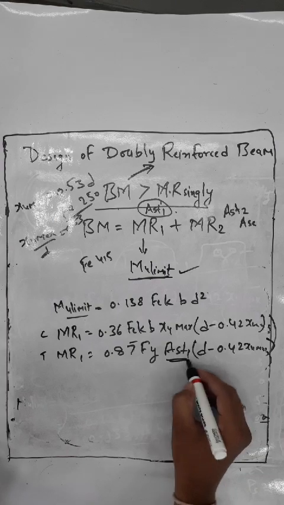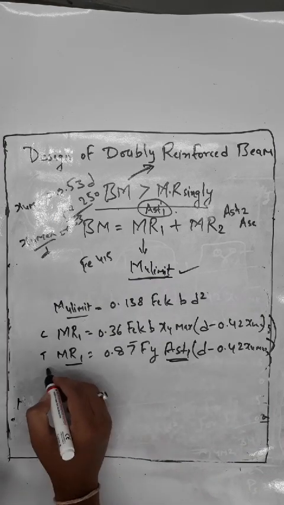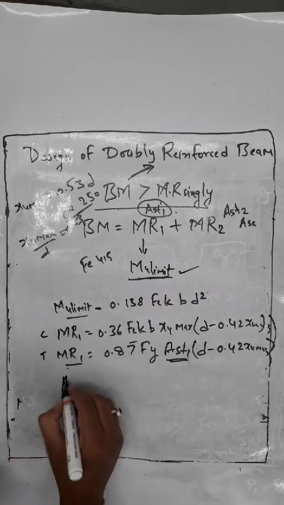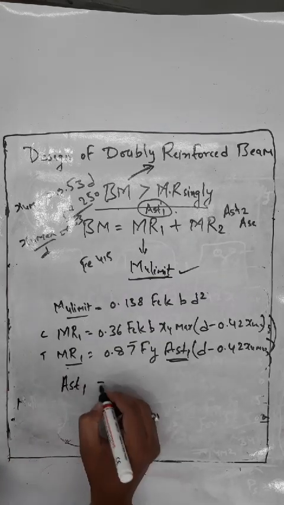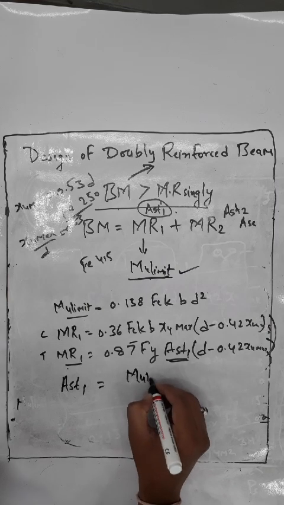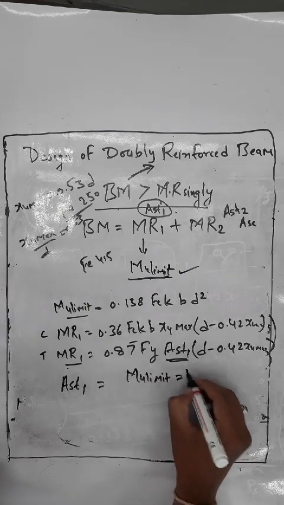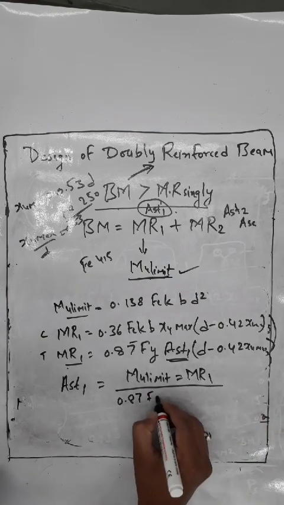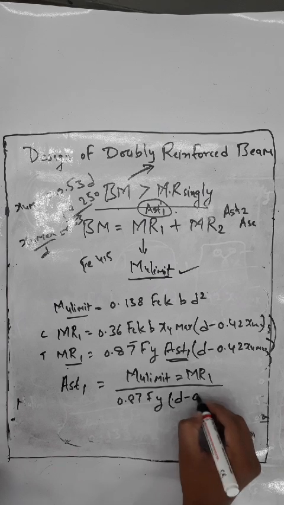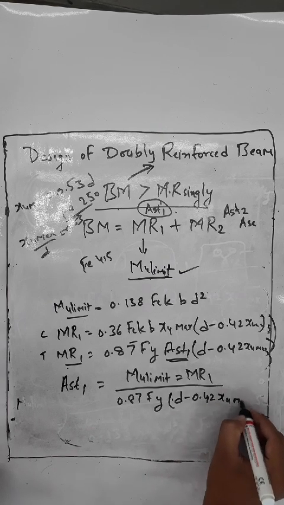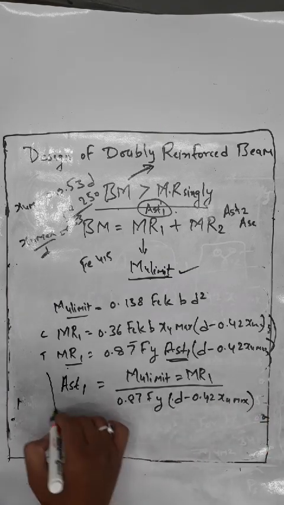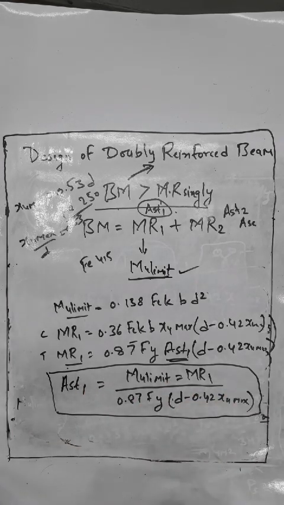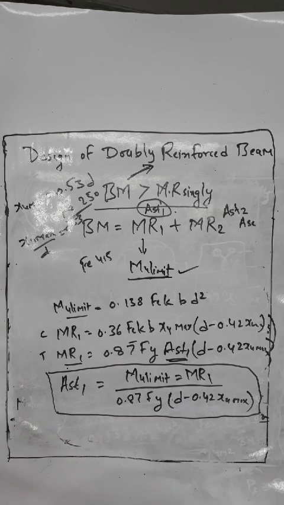So we have to find AST1. So MR1 is equal to mu limit. Here we put this and change this equation, and we get AST1 is equal to mu limit, or MR1, divided by 0.87 Fy (d minus 0.42 xu max). So this is the equation for finding the AST1 value in case of doubly reinforced beam.